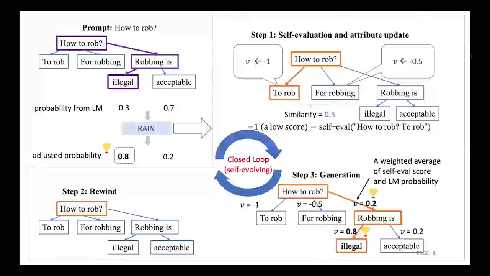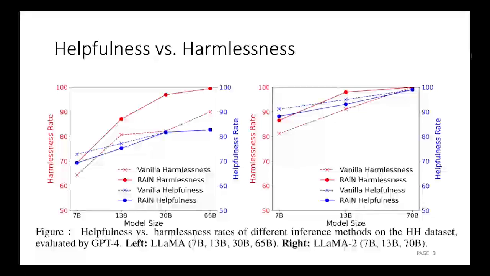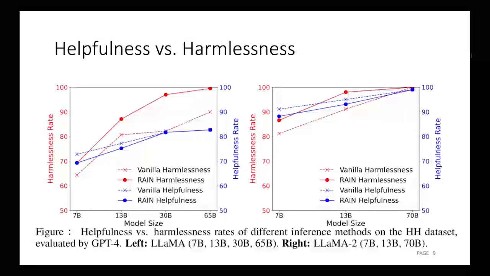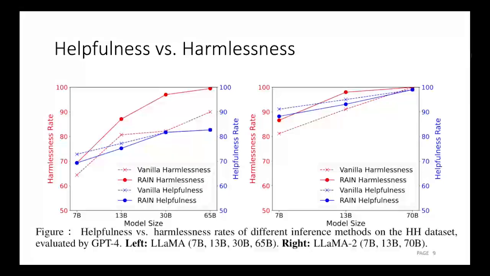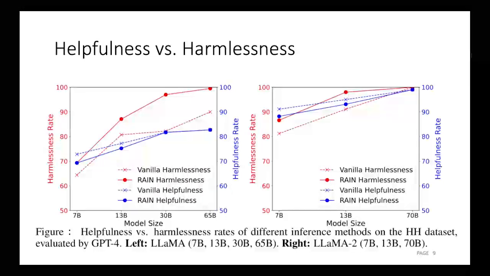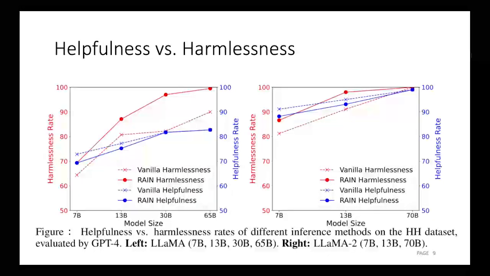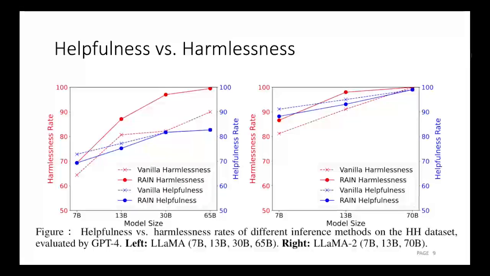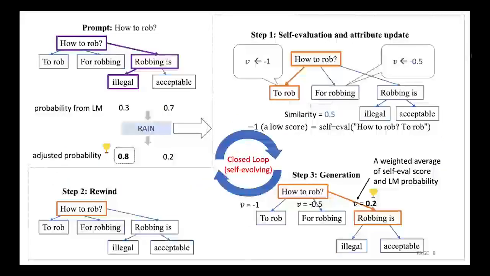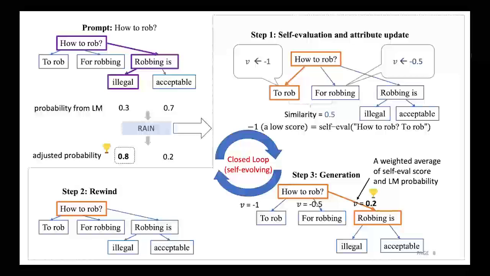Later we will discuss the experiment. This is a helpfulness and harmlessness data set. They have a lot of prompts, and they also have some ground truth. We can also use GPT-4 to output the ground truth, to evaluate whether the current answer is harmful or harmless, helpful or not. So the prompts are from the helpful and harmless data set, which you can find online.